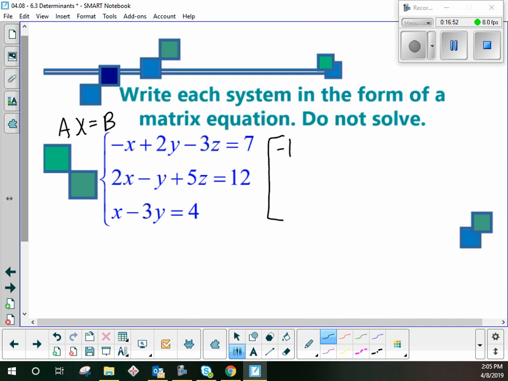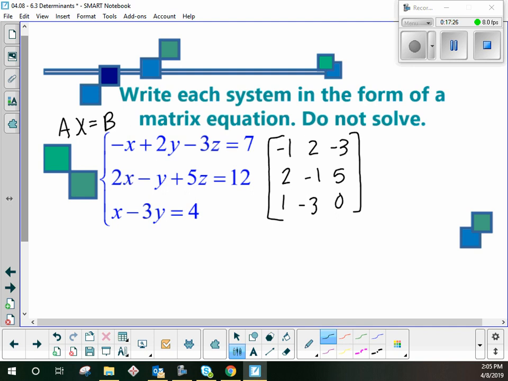So negative 1, 2, negative 3. By the way, this is not a 0 here. Remember, if it's a 0, there's nothing there. It's a negative 1 there. And then 2, negative 1, 5, 1, negative 3, 0. That's all my coefficients. And please also notice I'm not setting up an augmented matrix. It's a matrix equation. So we have this matrix A.